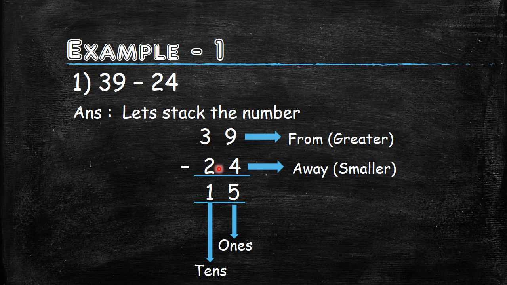Now let's subtract. Subtraction also starts from the right side onwards. 9 minus 4 is 5, which we'll be writing in the ones place, and 3 minus 2 is 1, which we'll be writing in the tens place. Finally, 39 minus 24, we have 15.